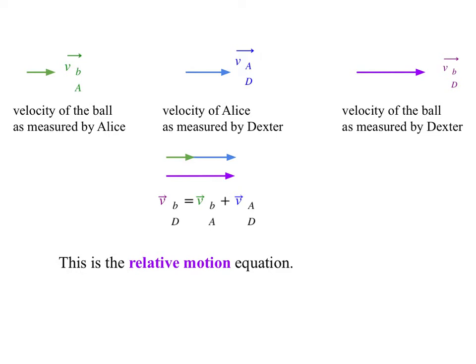Now we're going to formalize all of that. So we're going to say what happened in the last one. We said that Dexter sees the speed of the ball as being whatever Alice sees, plus however fast Alice is moving. That's how Dexter sees it.